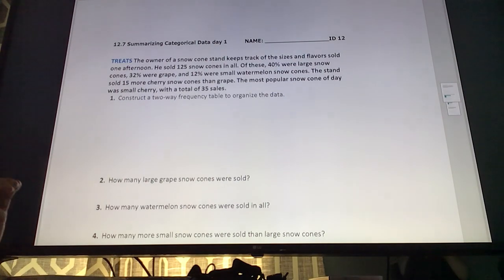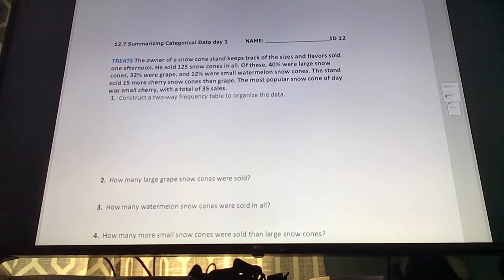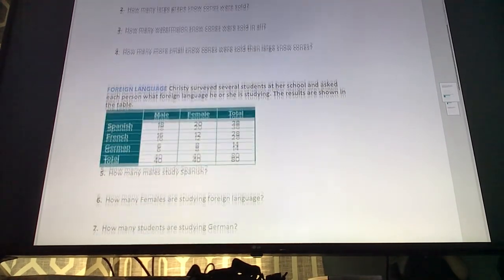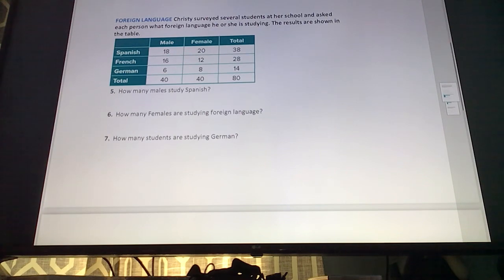Today we're going to be working on 12.7, day 1. So you guys can copy down the work just like if I wasn't there. The worksheet's on there. So actually, I'm going to start with the second one. And we'll learn how to read a two-way frequency table, and then we'll go to making one, okay?